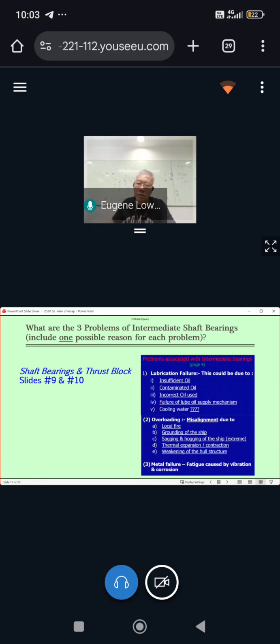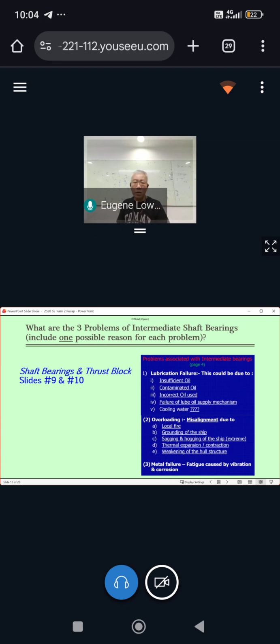So many reasons to choose from, okay? All you need to know is one of them. Okay, next problem is overloading. So overloading is a problem, right? And what is it caused by? Of course, it's caused by misalignment. Overloading, 99.9% is caused by misalignment. And what are the reasons for misalignment?